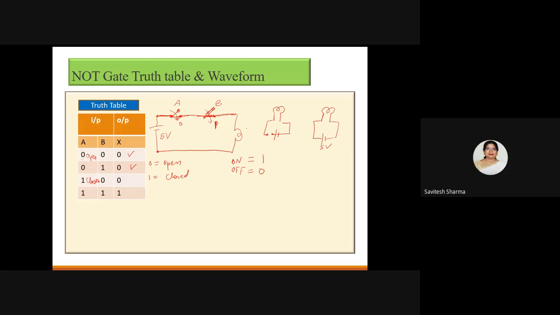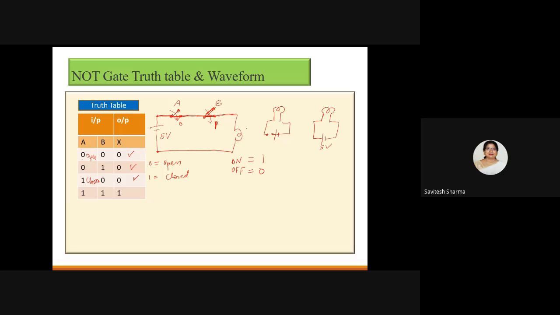B is off, open. That means your circuit is disconnected here and your circuit is connected here. But as it is disconnected here and it is in series, again your 5 volt is not actually connected to the bulb. Again your bulb will not glow. That means it is 0.